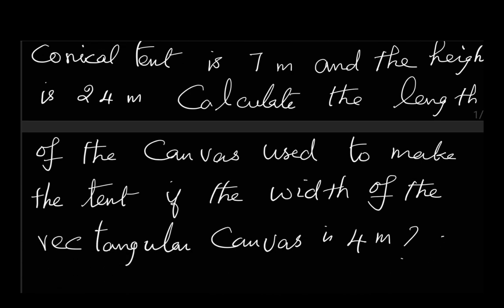We make the tent only with the curved surface area, not the bottom part. So in that case, you have to find only the curved surface area of the cone. That is equal to the area of the canvas we need. The width of the canvas sheet is the same throughout, and only the length will vary. So it is a rectangle shape. The width is given, breadth 4 meter. You have to find the length, how many meters we need to make the conical tent.